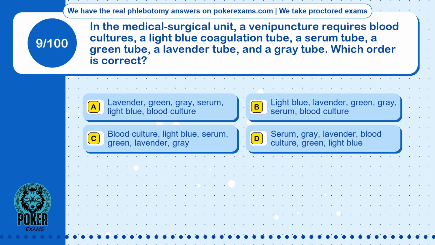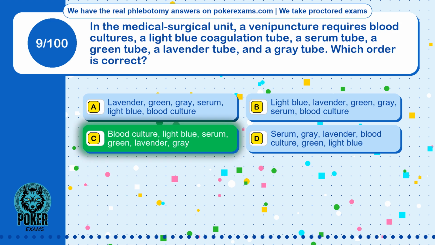Option C. Blood culture, light blue, serum, green, lavender, gray. Option D. Serum, gray, lavender, blood culture, green, light blue. The correct answer is option C. Blood culture, light blue, serum, green, lavender, gray.